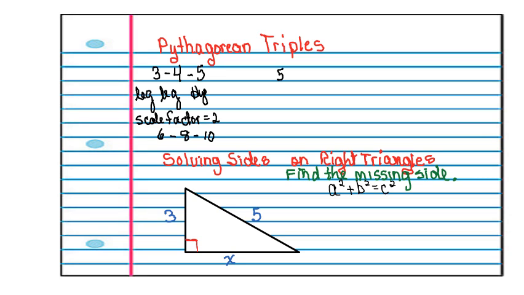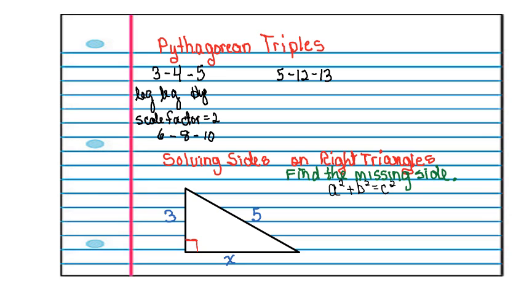Another good one to know is the 5, 12, 13. These get used a lot also. Besides the two basic ones, I would really just work with the formula.